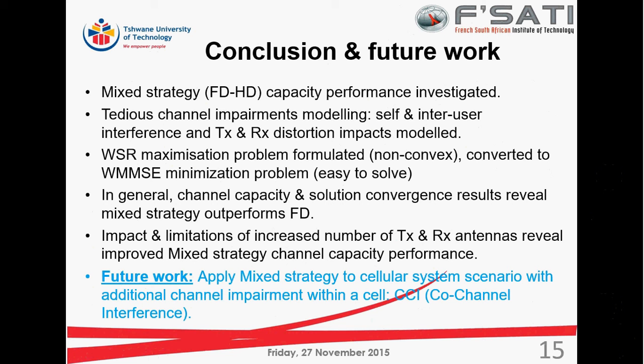As future work, it will be interesting to apply the mixed strategy to the cellular system scenario, with an additional parameter that comes into play, which is the co-channel interference that should now be considered between the different users sitting under the same cell and being served by the same base station. Studying the application of this mixed strategy in a cell-based context will be our future work.